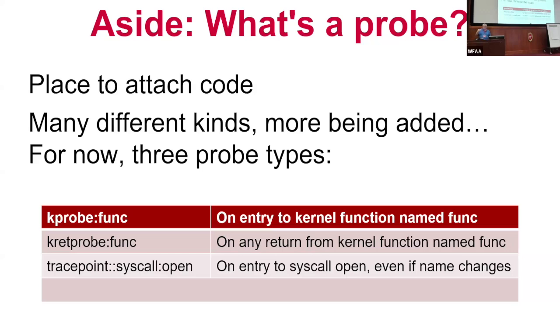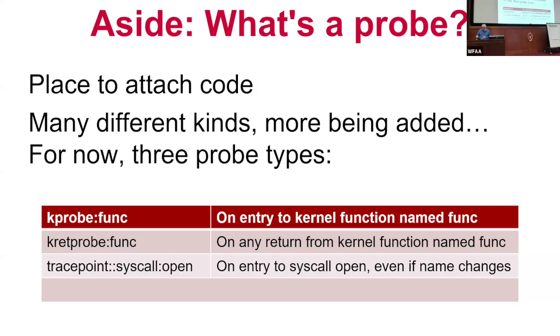These are a little bit dangerous to use because the Linux kernel function names are not guaranteed to be stable across even very minor versions, so you kind of need to know what you're doing. So there's another one, tracepoint syscall, which will attach to the syscall entry points, which are guaranteed to be stable, even if the name of their underlying implementation changes. And those are super easy to use.